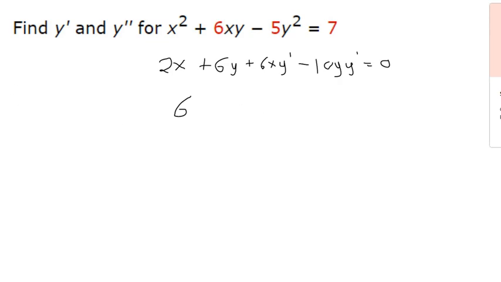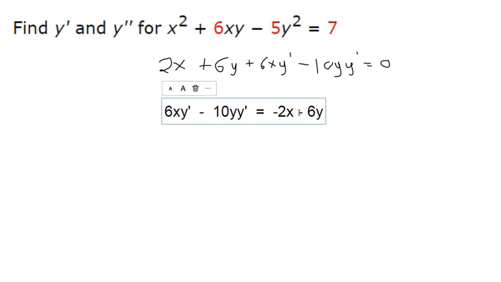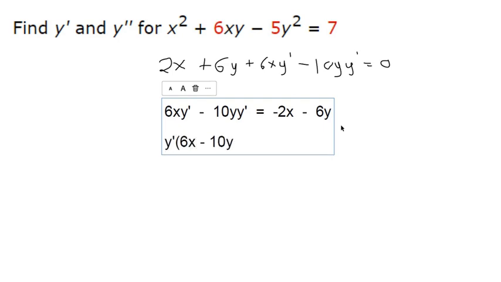Okay, it's going to be easier for me to type it, actually, because everything's the first power. So this is 6xy prime minus 10y prime, and that's going to equal negative 2x minus 6y, because I subtracted those from both sides. Okay, and then we're still trying to get y prime by itself, so I'm going to factor out a y prime. And then I'm going to divide both sides by that 6x minus 10y.